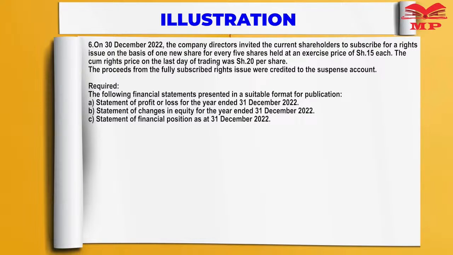1, we are required to prepare the statement of profit or loss for the year which ended 31st of December 2022. B, a statement of changes in equity for the year which ended 31st of December 2022. And C, a statement of financial position as at 31st of December 2022. Now, before we prepare what was being required here, definitely we need to go through the additional information. We see what we are told, and equally we see whether there is any working which is required.